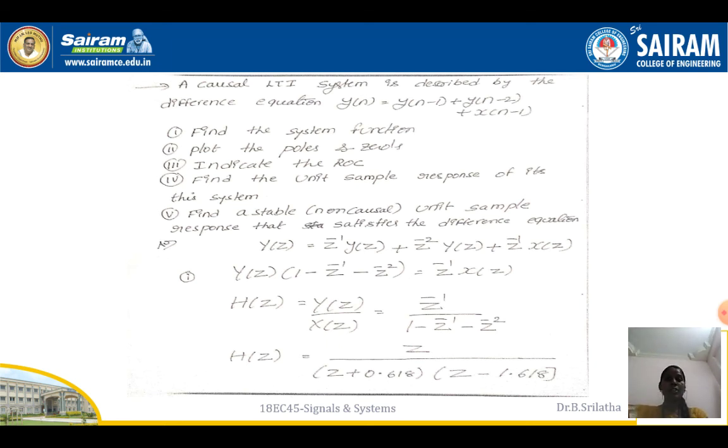We know the transfer function H of z is nothing but Y of z divided by X of z. So I am going to convert the above equation like this: Y of z divided by X of z is equal to z power minus 1 divided by 1 minus z power minus 1 minus z power minus 2. Clear? Now H of z is equal to, and I want to write the poles and zeros of the system. Z power minus 1 is nothing but 1 by z, so we can write it as 1 minus 1 by z minus 1 by z square, and convert H of z in terms of only z square, and find the roots of the denominator to plot the poles and zeros in the z plane.